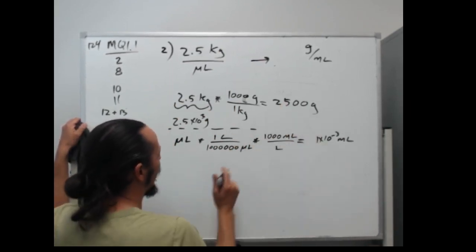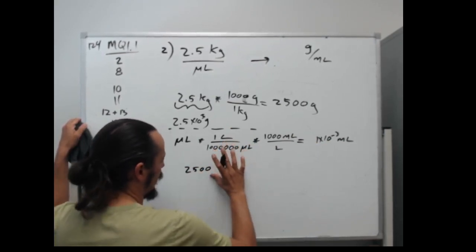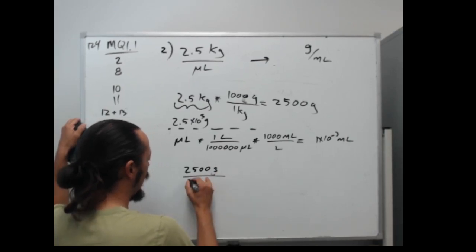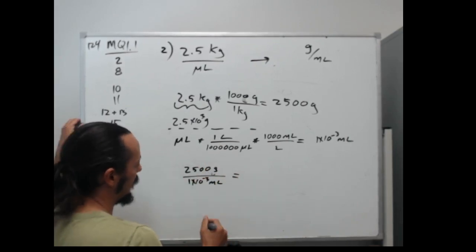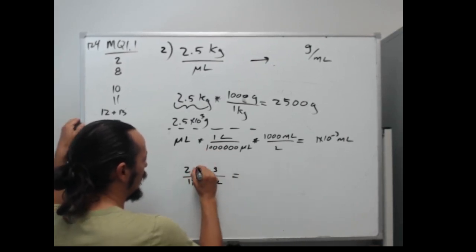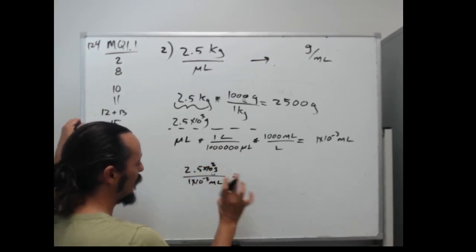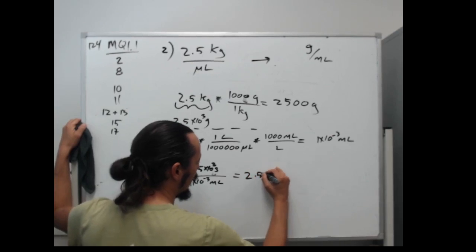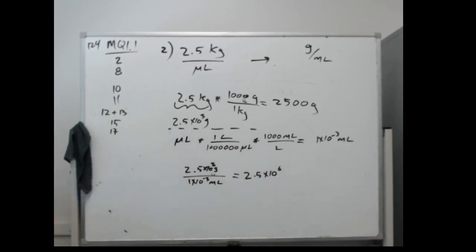So now I put these two things together. I do 2,500 grams divided by 1 times 10 to the minus 3 milliliters. The minus 3 would be coming up top. I can rewrite this as 2.5 times 10 to the positive 3, and if I'm doing this math in my head correctly, I'm going to get 2.5 times 10 to the 6 on top. That doesn't feel right. I feel like I did something wrong.